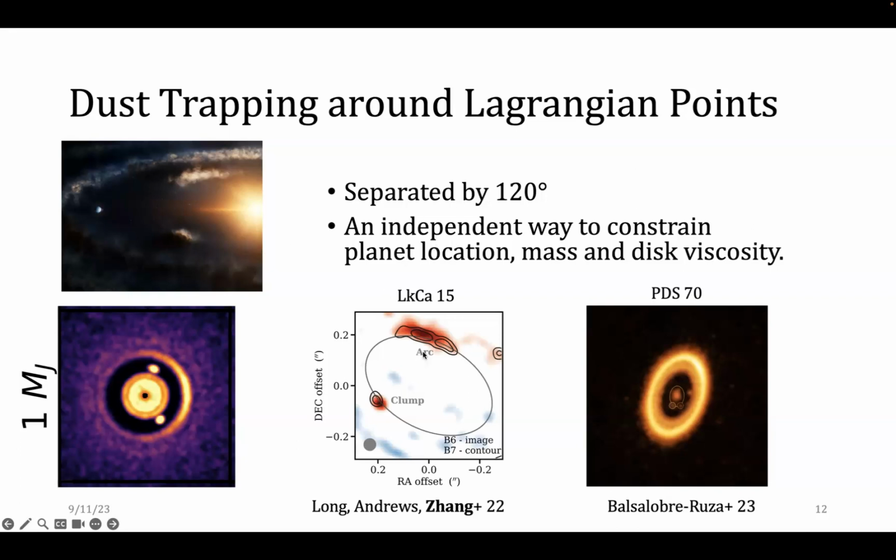Luckily, we have observed this kind of thing in real observations by Long and others in the calcium 15. You can see there's a clump here and there's an arc here separating almost 180 degrees. And this also has been observed in PDS 70 recently. So this can be very exciting because it is an independent way to constrain the planet mass, location, and disk viscosity.